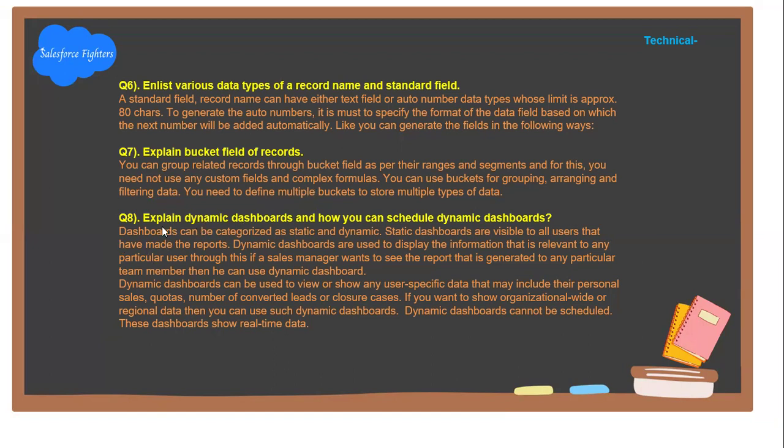Next question. Explain dynamic dashboards and how you can schedule dynamic dashboards. Dashboards can be categorized as static and dynamic. Static dashboards are visible to all users that have access to the reports. Dynamic dashboards are used to display the information that is relevant to any particular user. For example, if a sales manager wants to see the reports generated for any particular team's members, then he can use dynamic dashboards.